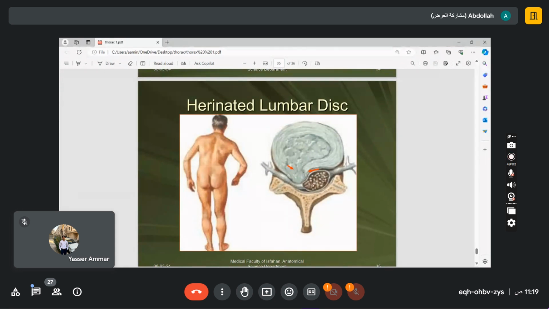Push this spinal cord and cause stenosis. This causes stenosis in here. This kind of problem is a herniated lumbar disc.